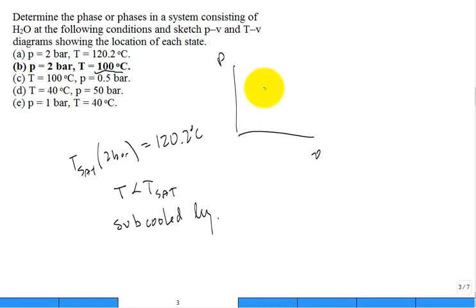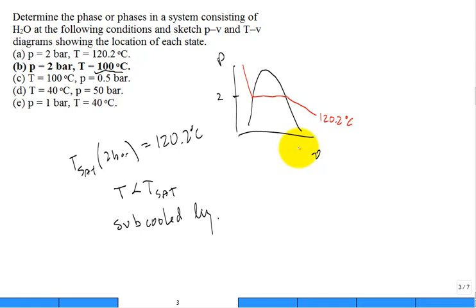All right, so let's resketch our diagram. PV, and we have this dome, okay, and then at 2 bar we had a line of constant temperature where it was 120.2 degrees. It was like this, comes down, hits it, goes across, and goes out. This is a line of constant temperature of 120.2 degrees C.